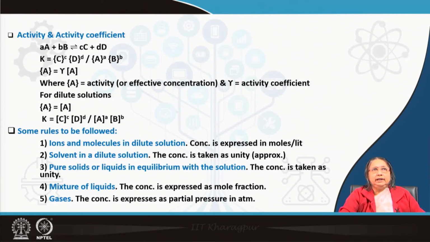Now, if we want to be more accurate, we will use the activity term. For a reaction where A moles of A react with B moles of B and produce C moles of C and D moles of D, K should follow this expression. The second bracket denotes activity. So, in all cases we have to use the activity terms.